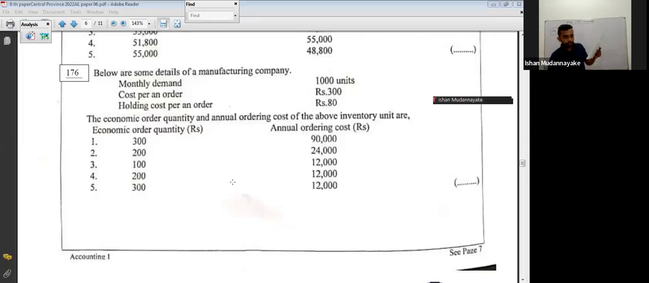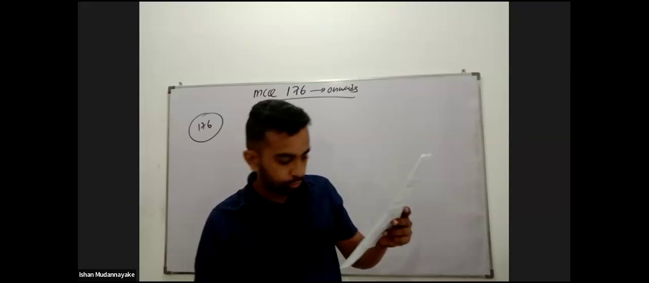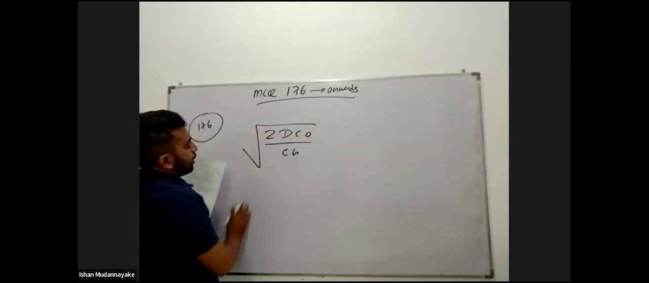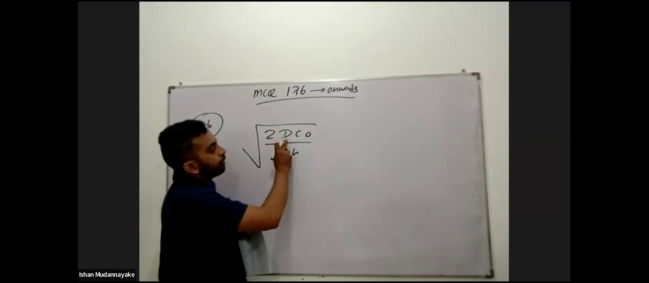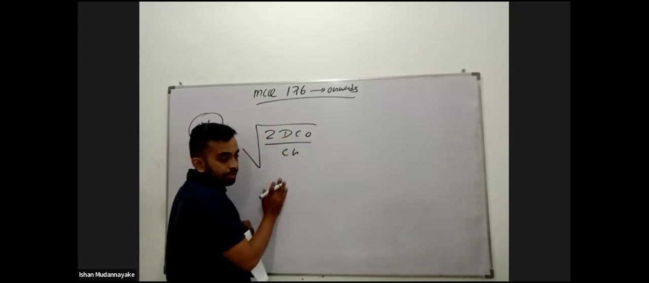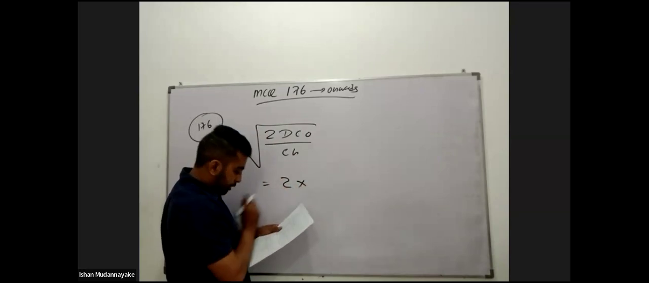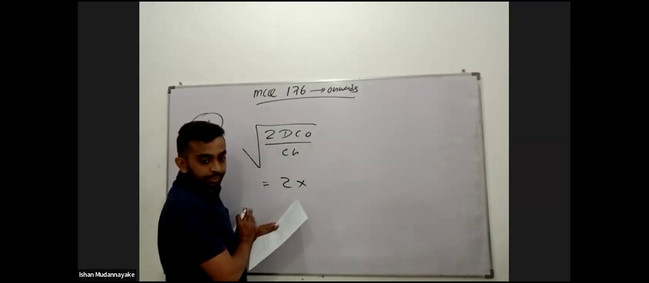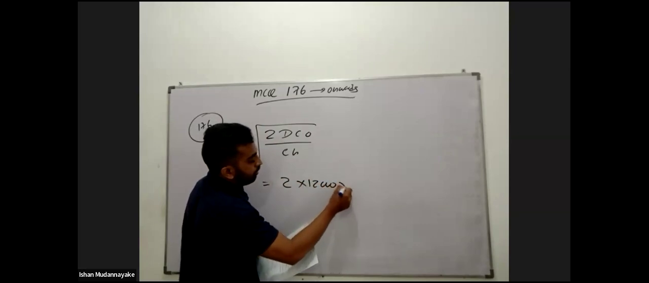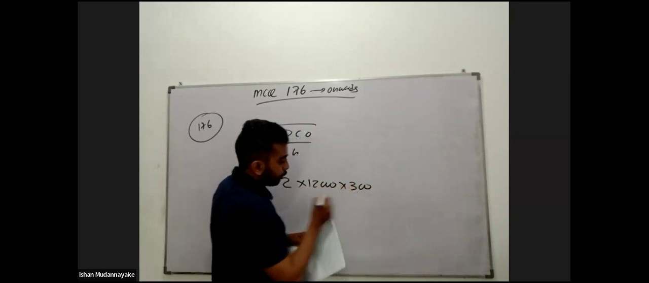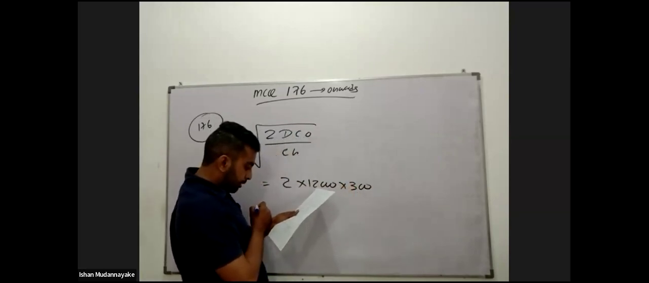Right. When you're calculating economic order quantity, how to calculate EOQ? It is the square root of 2DCO divided by CH. Demand for the year, cost per order divided by CH, and square root. Here in this question, monthly demand 1000 units, so annual demand is 12,000. Cost per order 300, divided by holding cost per an order.